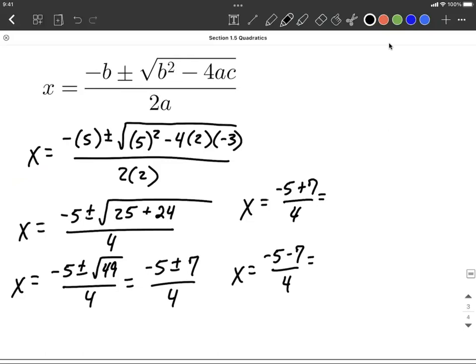So negative 5 plus 7 makes 2 over 4, which will reduce down to 1/2. Negative 5 minus 7 makes negative 12 over 4, which reduces down pretty nicely to negative 3.